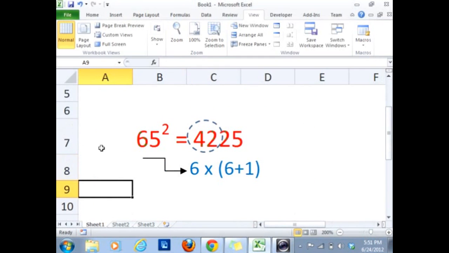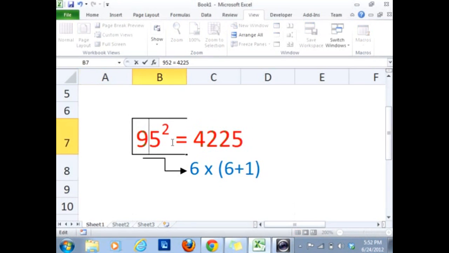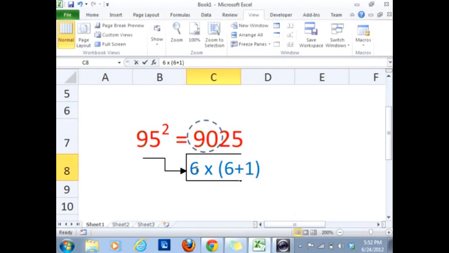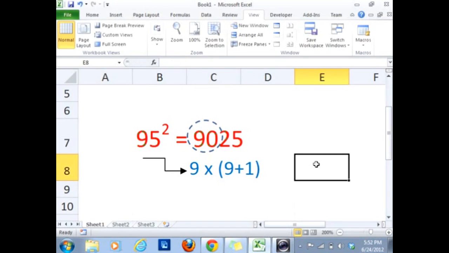For example here, 65 square will be 6 multiplied by its increment, which is 7, so 6 times 7 is 42, so I'll say 4225. So this way, if I have 95 here, then I can say 9 times 10 is 90, so it will be 9025. So here it will be 9 into 9 plus 1. So this is a quick way where we can square any number which ends with 5 without using any calculator and in a few seconds.